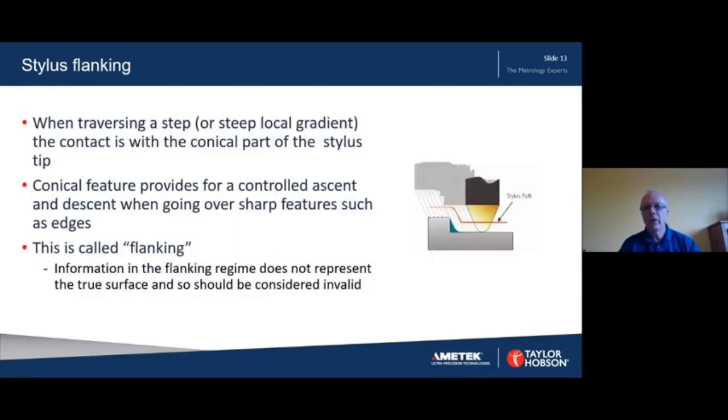Another important consideration is stylus flanking. This is where the contact is between the surface and the conical part of the tip. In the area shown on this graphic, shown as green, no useful information is gathered from the surface. In fact, if this were a truly sharp step, as shown, the system would be measuring the side of the tip rather than measuring the surface. Stylus flanking should be avoided. Where flanking does occur at the end of the measurements, the areas affected can usually be discarded.